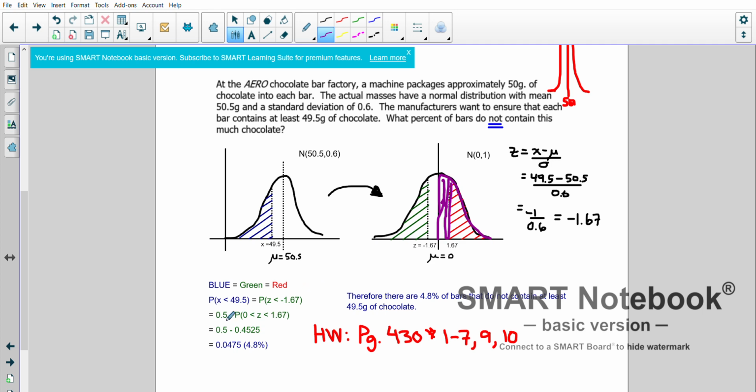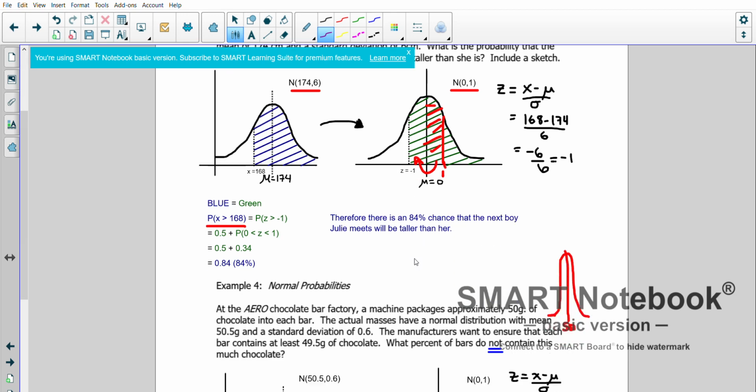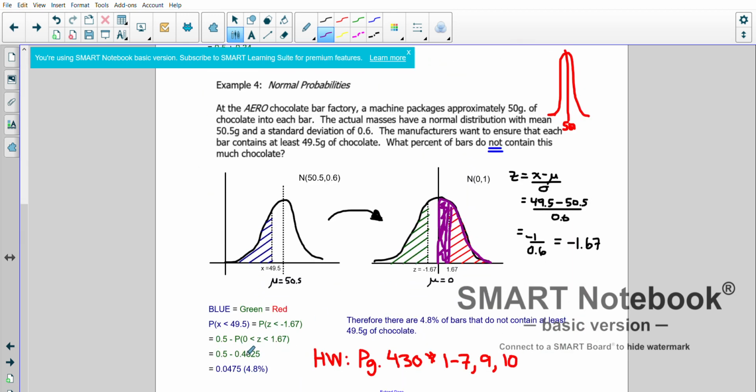So it's going to be 0.5 minus, and the piece I don't need is between 0 and 1.67, because the table will only tell you between 0 and positive Z. So I take 0.5, I subtract out this 1.67. When I look on the table here, 1.67 is 0.4525. Okay, so I do 0.5 minus 0.4525, you get 0.0475 or 4.8%.